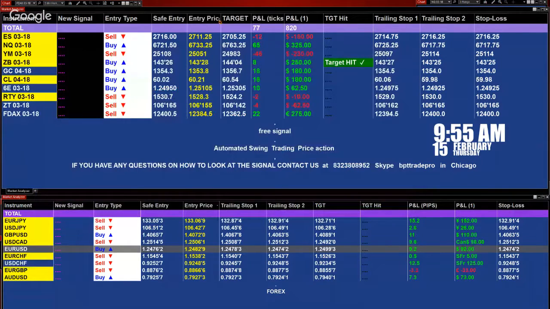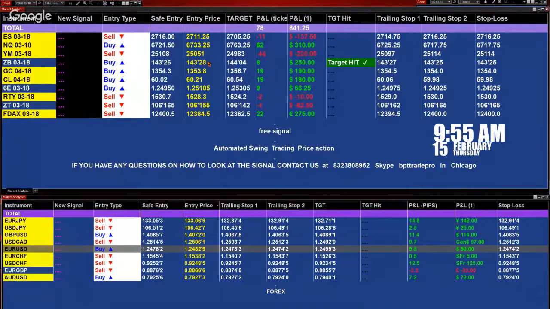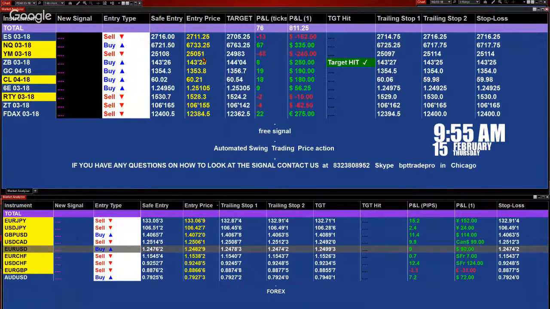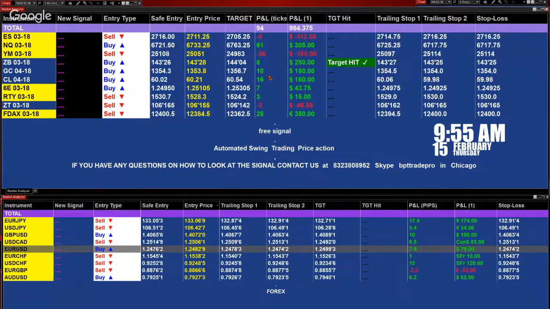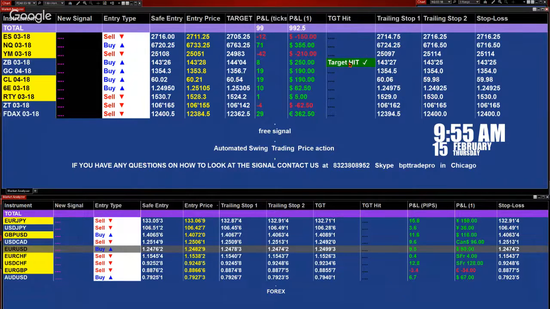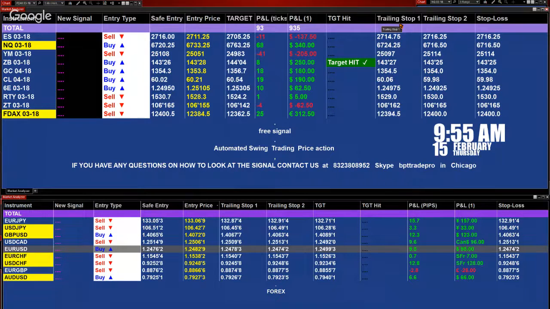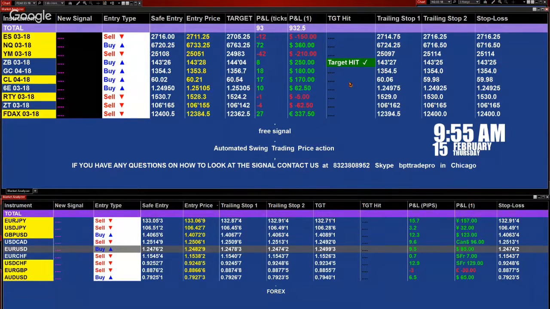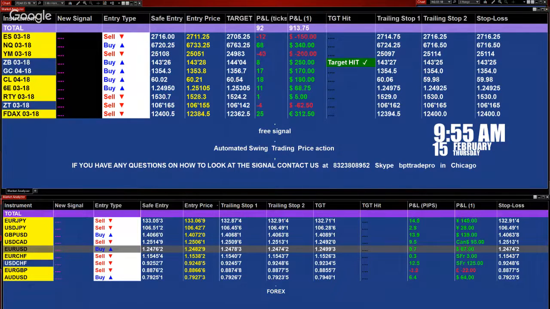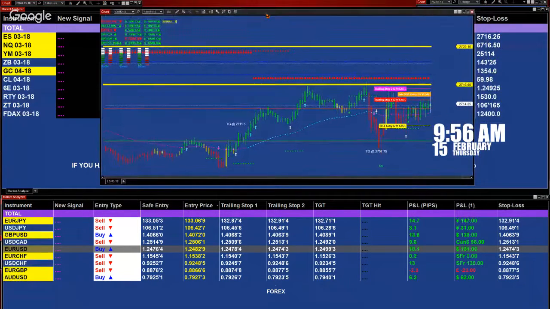the entry price, the one in yellow, is what we give you as the number you need to enter. Also, we tell you the target, which target it is. Then we give you the PNL in ticks, and the PNL in dollars based on the yellow line, the one with the entry price. Once the target is hit, it will tell you the target hit. Then there is the trailing stop 1 and trailing stop 2, and a stop loss. The trailing stop 1 and trailing stop 2 are based on the fibs.